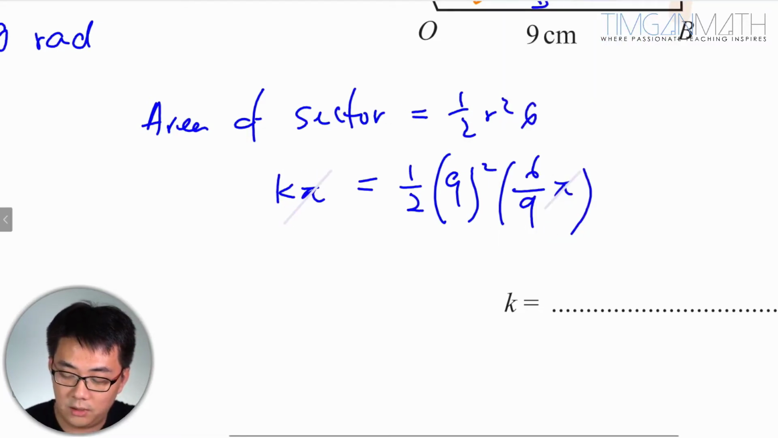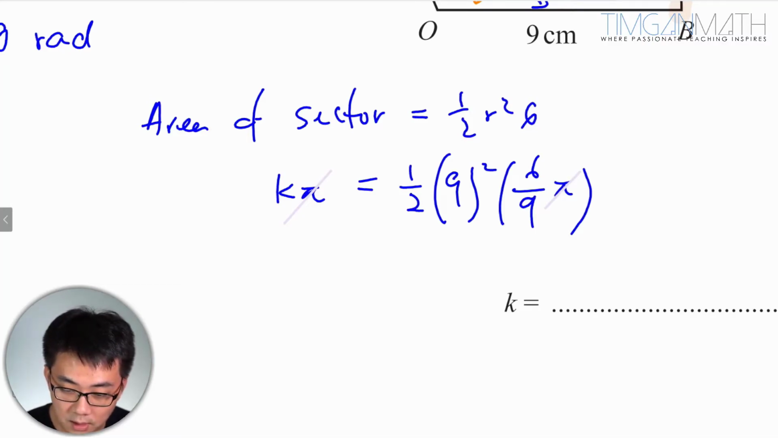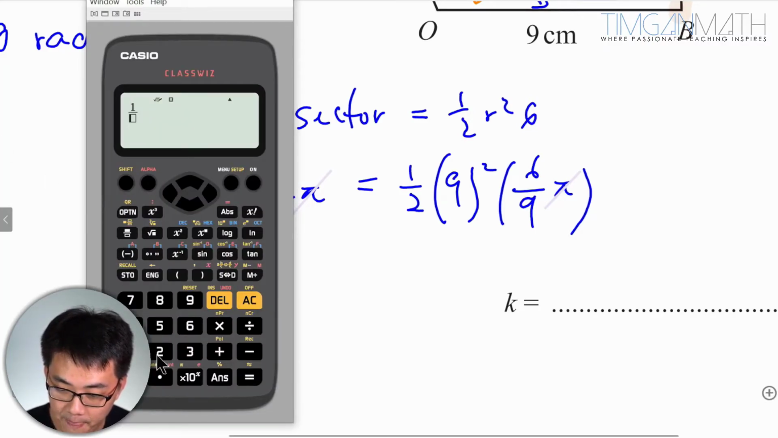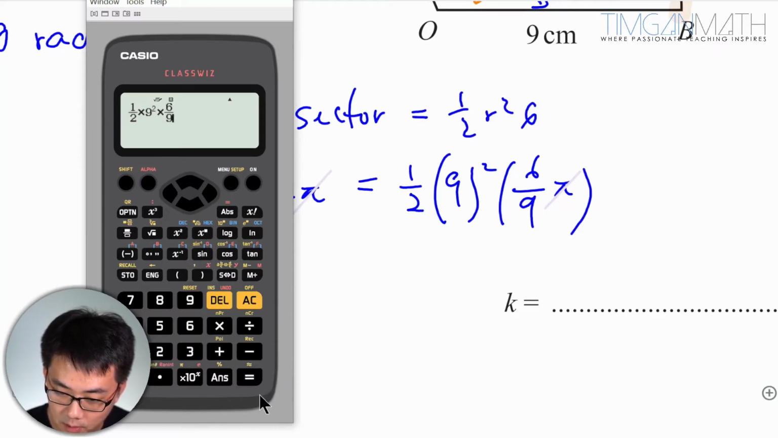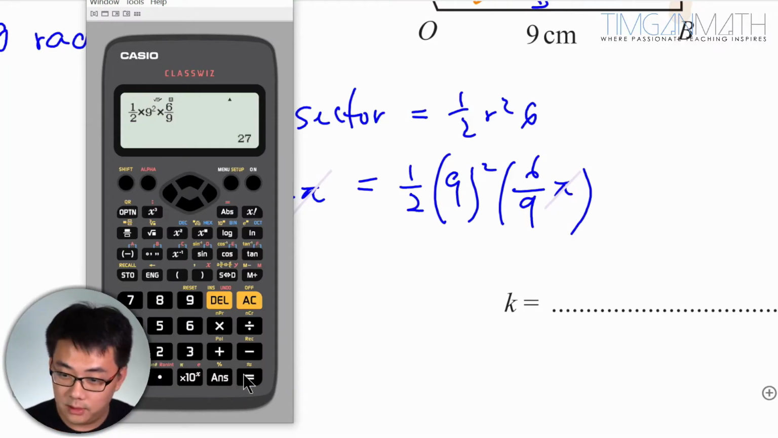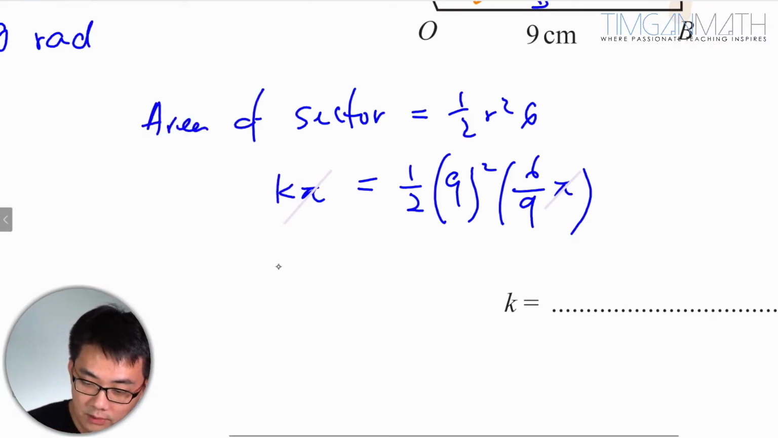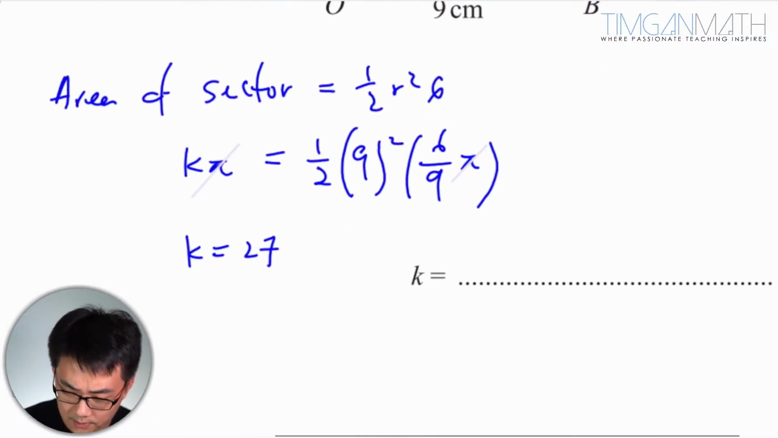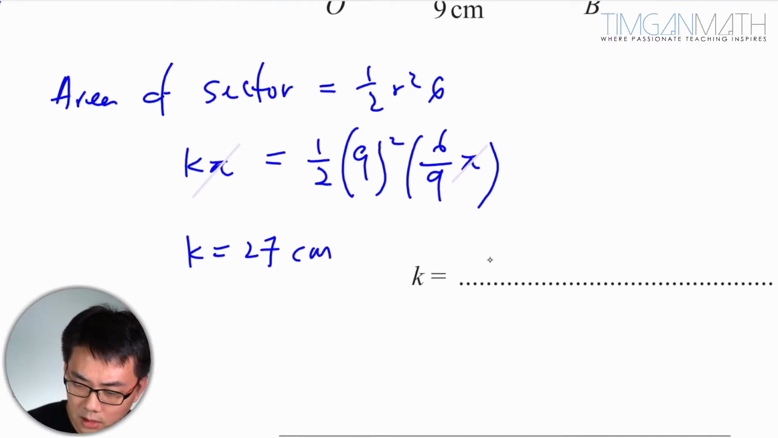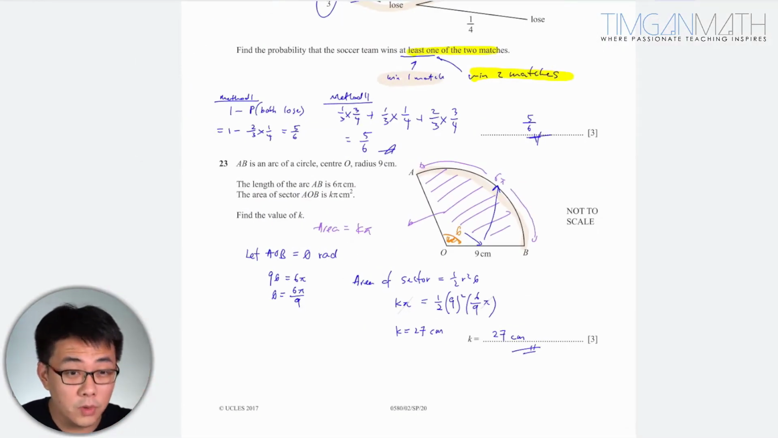Then just key in the calculator for this. I'll just show you how to key this in. So this will be half multiplied by 9 squared multiplied by 6 over 9. Then that will be 27. So k will just be 27. There you go. So that's how we do this question here. Yeah, let's look at the subsequent part.